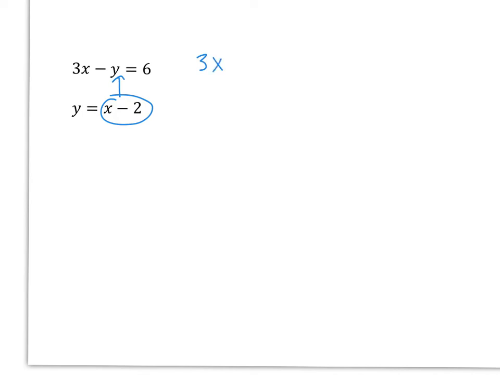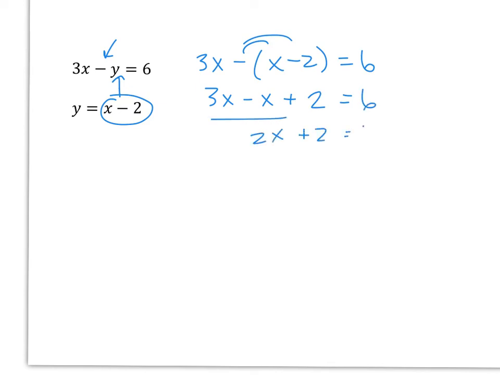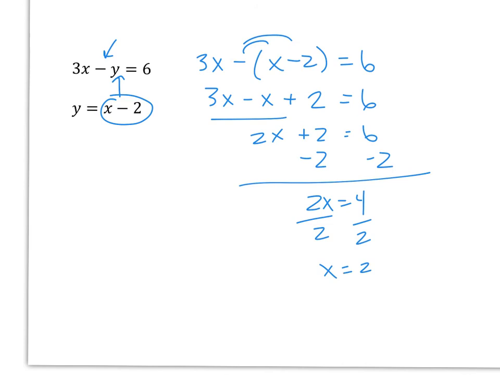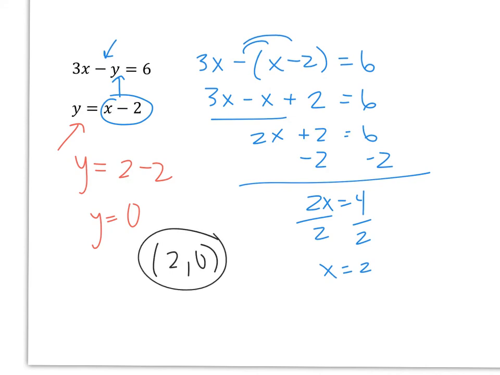So now I have minus, I'm going to put parentheses around x minus 2 because I will have to distribute that -1. 3x minus x plus 2 equals 6. Combine my x's. x equals 2. Now I'm going to plug that back in for the second equation, and 2 minus 2 is 0, so y equals 0. So my final answer is 2, 0.